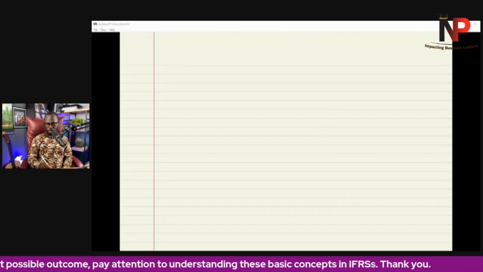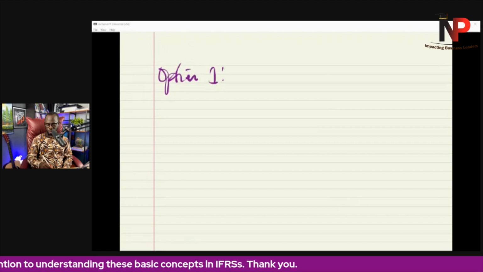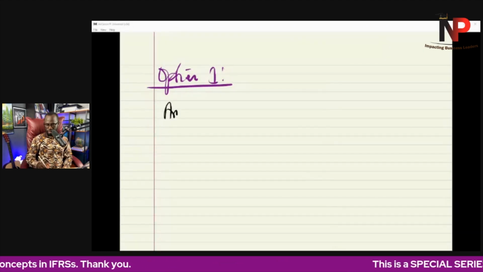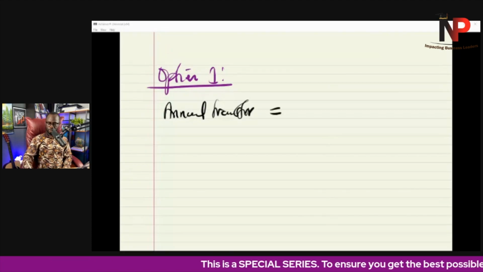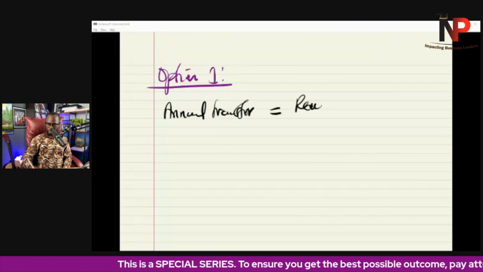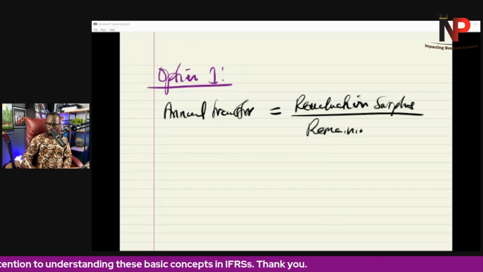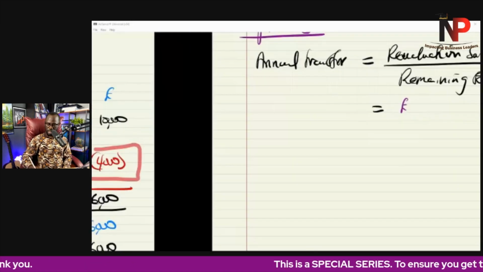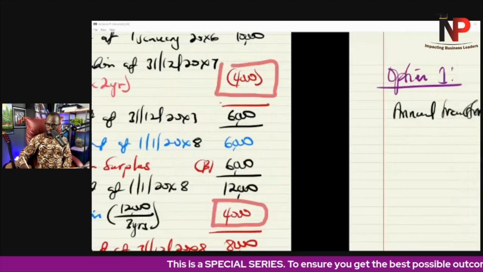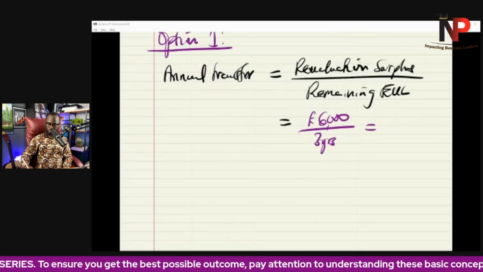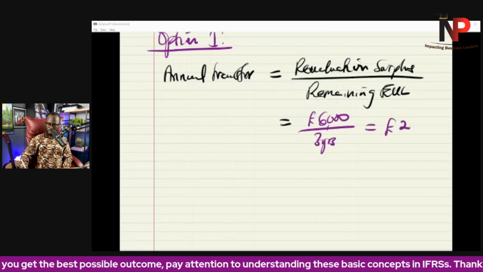Okay, so let me show you option one. What you are comfortable with, you stay with it. Option one is just to say that the annual transfer will be equal to the revaluation surplus divided by the remaining economic useful life of the asset. So that is going to be our revaluation surplus, which is 6,000, divided by the remaining economic useful life, which was 3 years. So it means the annual transfer is going to be 2,000.